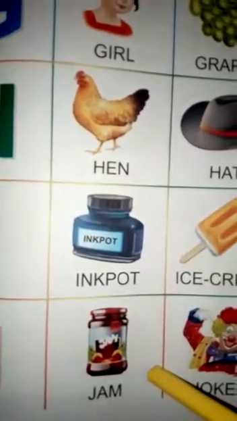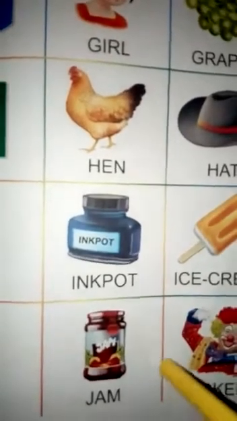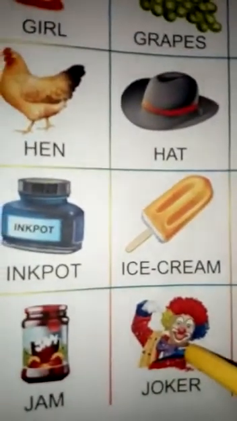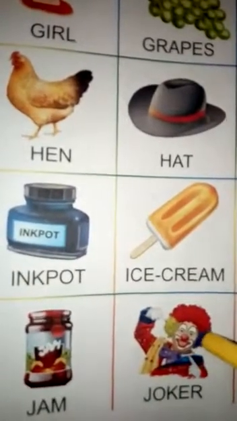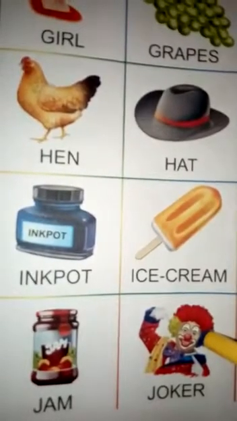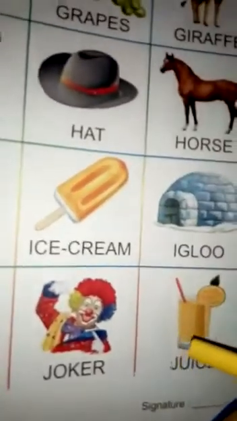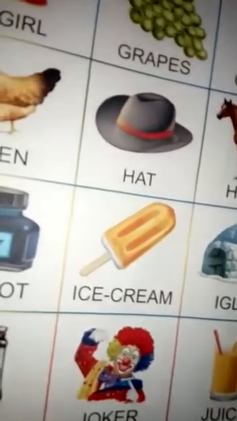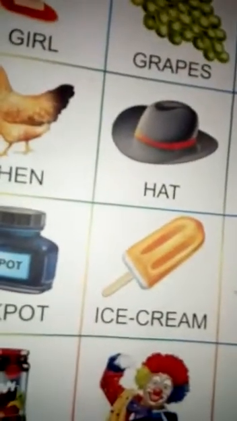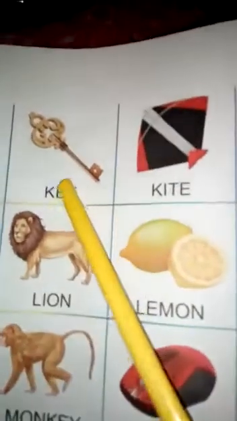J for jam. Where do we use it? Yes, we apply it on butter or roti and we eat. Joker. What does the joker do? Yes, he makes us laugh. Different activities. Very good. J for juice. Do we drink juice or eat juice? Yes, we drink juice.